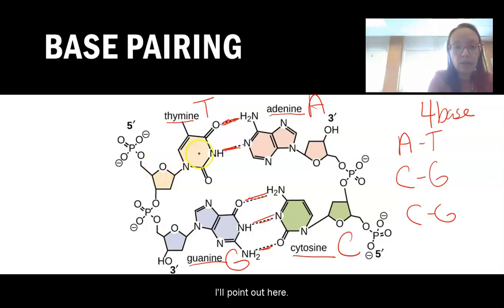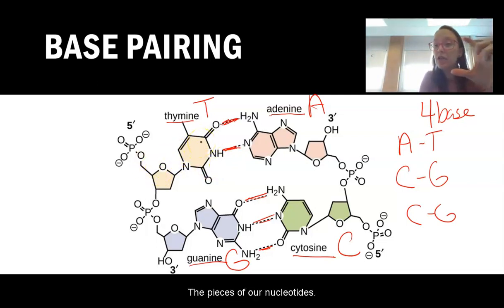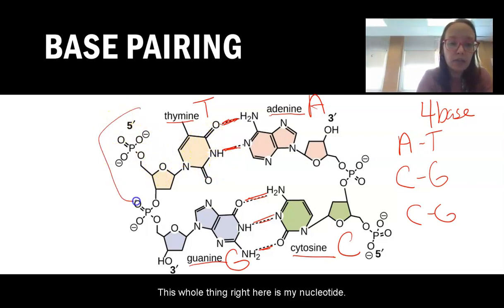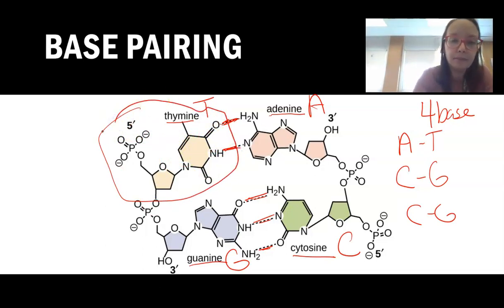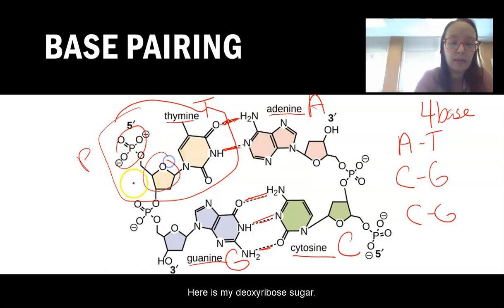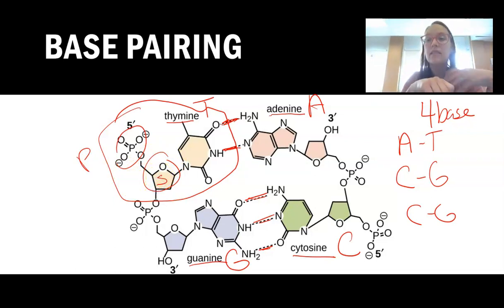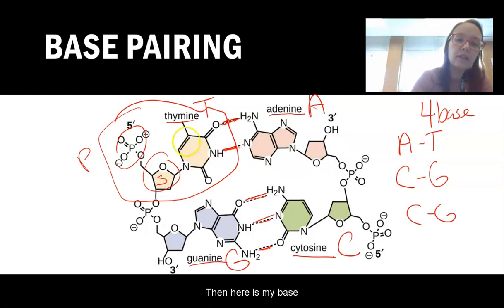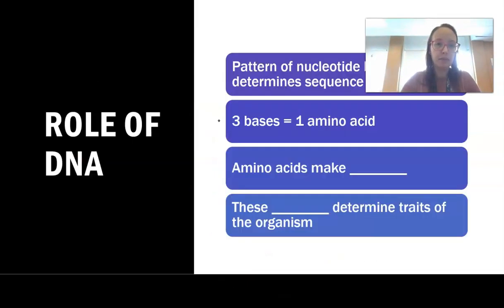Notice, I'll point out here, the pieces of our nucleotide. So this whole thing right here is my nucleotide. Here's my phosphate. Here is my deoxyribose sugar, right? Because it's DNA, it's deoxyribose. And then here is my base, in this case, thymine or T.